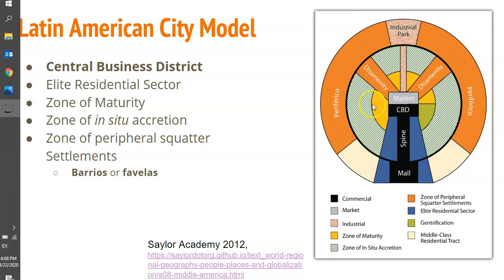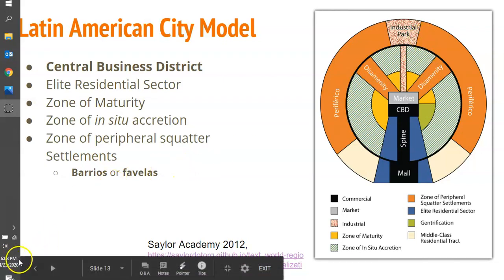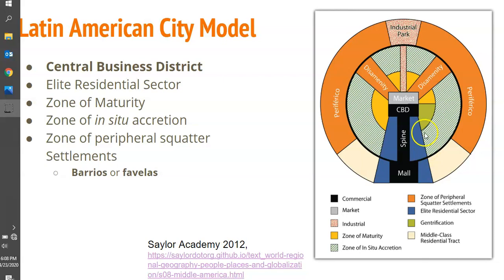Okay, the zone of maturity is going to be our older houses. Okay, and then the zone of in situ accretion, that's such a funny word. In situ accretion is going to be all this in here. And in situ means in place. So that means that there is development happening within this area as is. So if you think of the blue being the very, very, very rich, the yellow being upper middle class, the green stripy is going to be this zone of transition, as there's lots of construction and lots of things developing. It's not as well established as my zone of maturity, but it's going to be a lot of growth and change and all that's happening in place. So in situ means that people are building their homes around them.